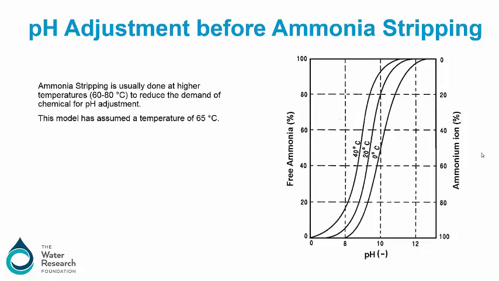For effective N recovery, soluble ammonia must be converted to free ammonia by adjusting the pH. At temperatures below 40 degrees Celsius, most of the ammonia exists as free ammonia only at pH above 11.5. As a result, ammonia stripping is usually done at higher temperatures, 60 to 80 degrees Celsius, to reduce the demand of chemical for pH adjustment. This model has assumed a temperature of 65 degrees Celsius. The annual chemical costs of caustic for pH adjustment and the capital cost to construct tankage and equipment to house and feed it into the process have also been included in the cost evaluation for ammonia stripping.